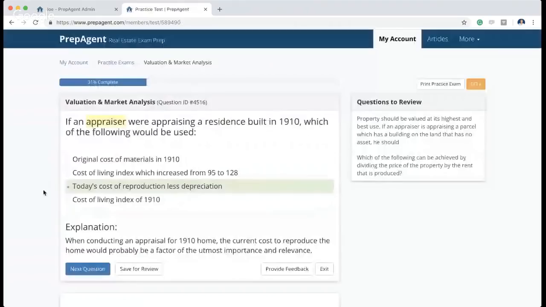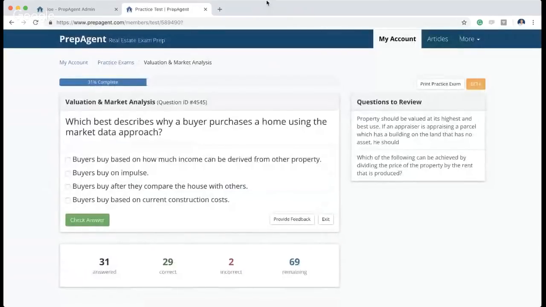C, today's cost of reproduction. Which best describes why a buyer purchases a home using the market data approach? A, buyers based on how much income can be derived from the other party. B, buyers buy on an impulse. C, buyers buy after they compare the house to the others. Or D, buyers based on the current construction cost.